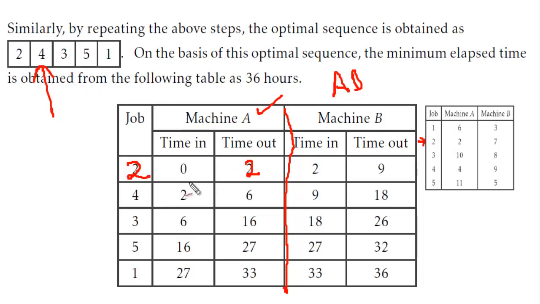So what I do is, after the 2 is finished, I have to assign the job 4, and I'm saying job 4 is taking 4 units of time. So it started from 0, finished at 2, so after 2 we will assign this, which one?